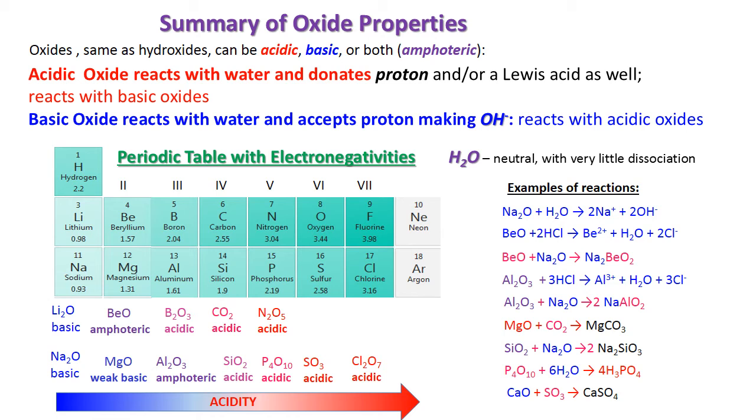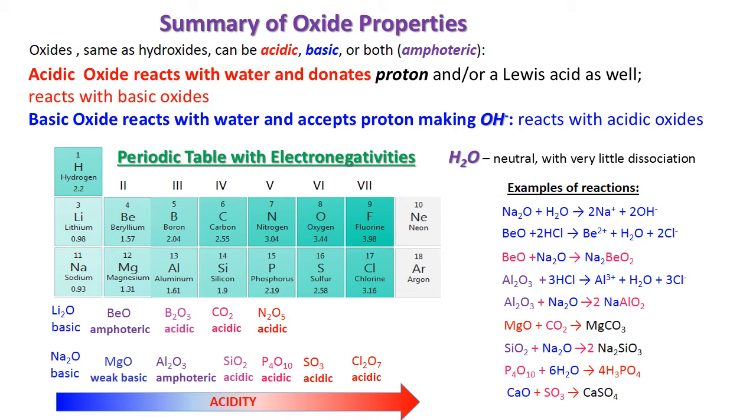Very similar properties are of oxides. We name acidic oxide one that reacts with water and donates proton. It is a Lewis acid. Basic oxide reacts with water and accepts proton, making OH minus. It reacts with acidic oxides. Acidic oxides react with basic, basic with acidic.